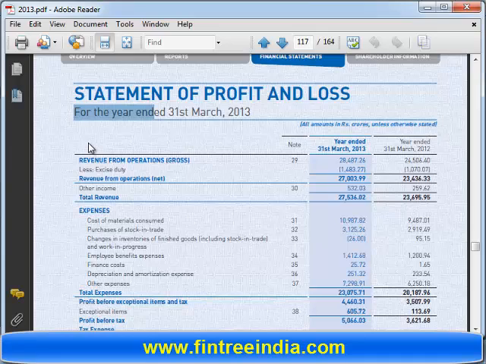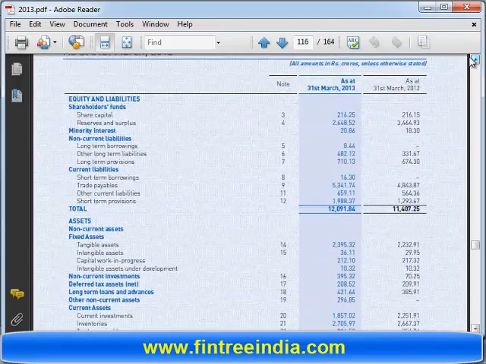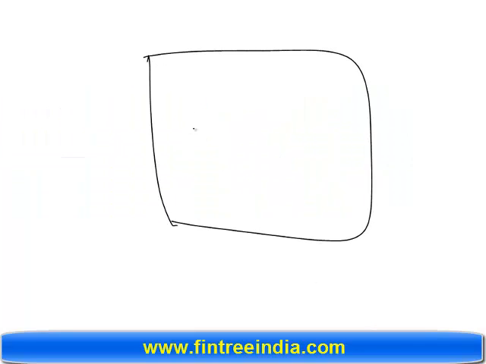So in a way, it is showing you the performance of the company for one entire period, for the year ended 31st March 2013. Are we clear with this? Going back to balance sheet again. What we learned yesterday, we learned to prepare this balance sheet in a horizontal fashion.